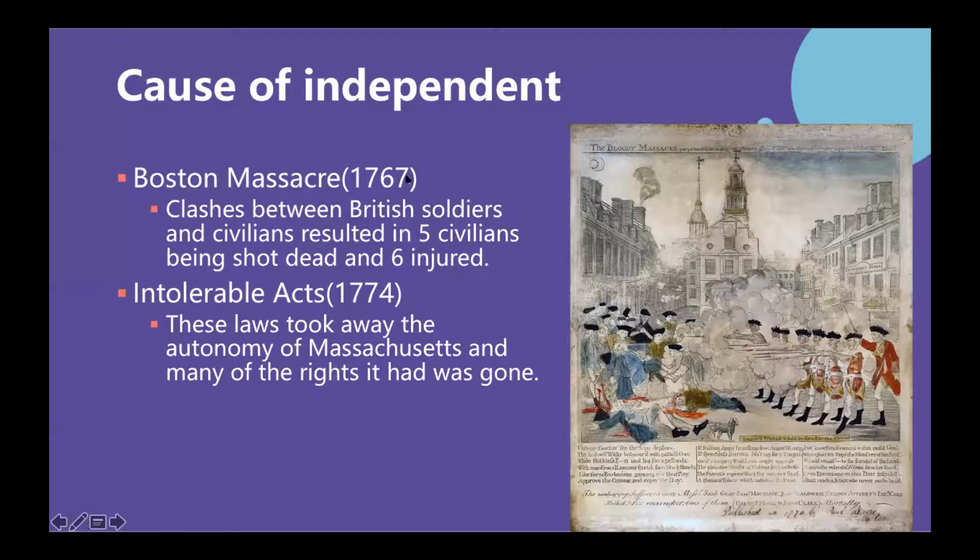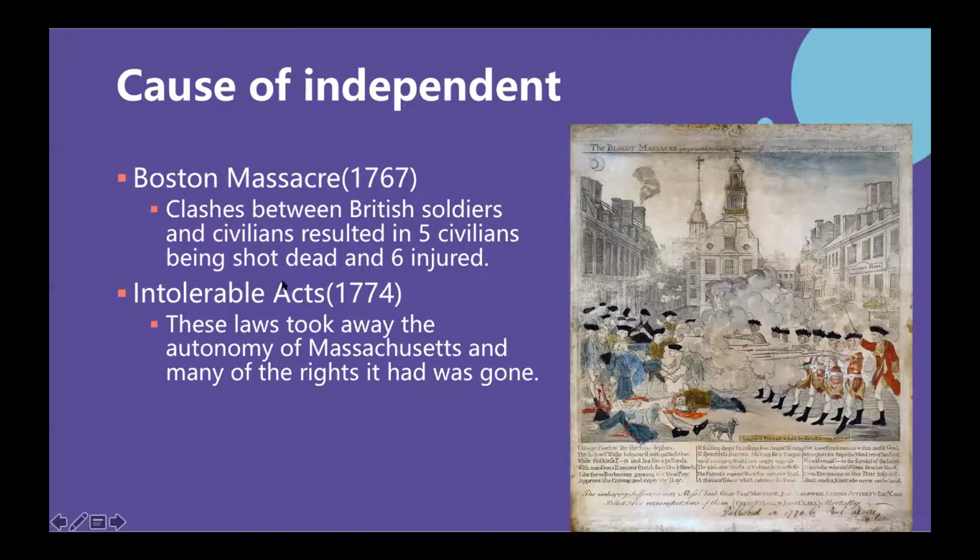The first fight was the Boston Massacre, which was between British soldiers and civilians. It resulted in 5 civilians being shot dead and 6 injured. This was the severest thing at that time. You can see this happened in Boston. This was their first revolution, their first action actually.